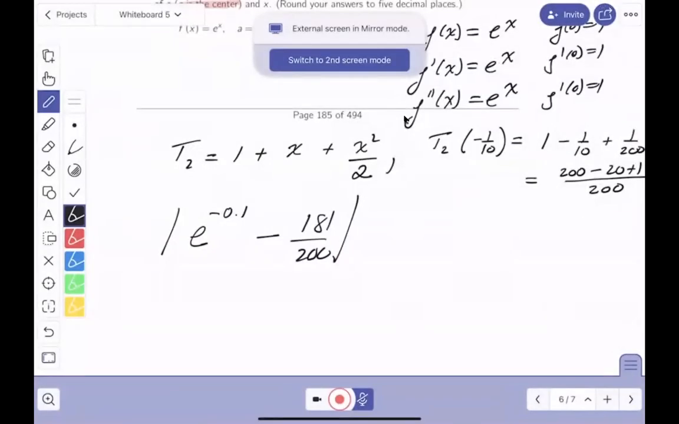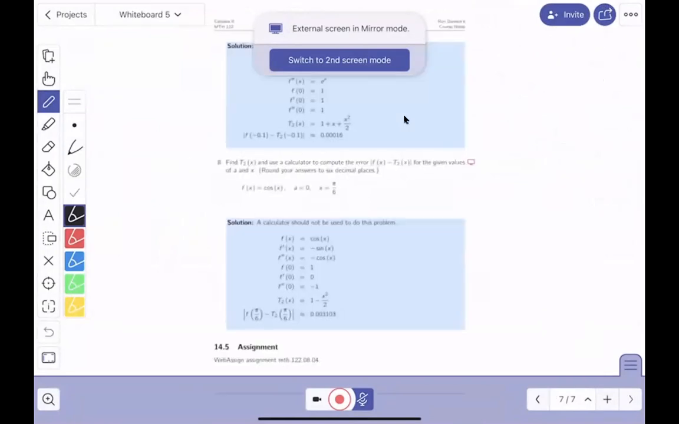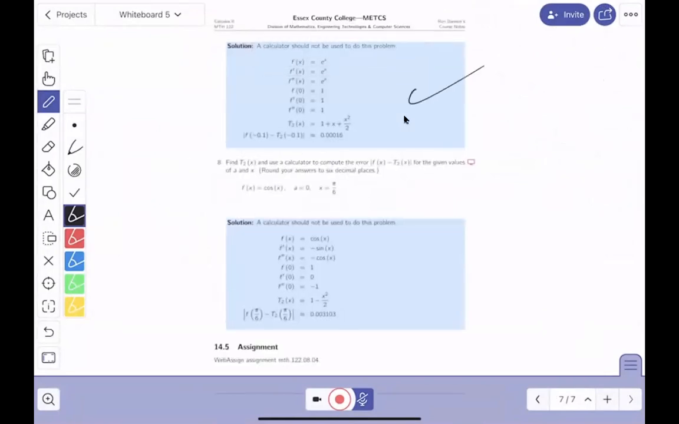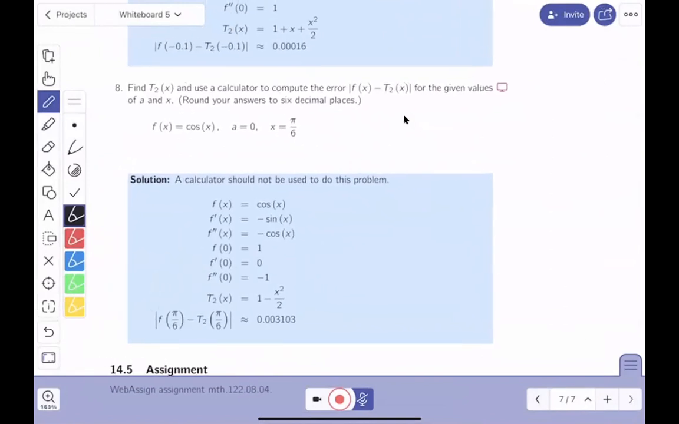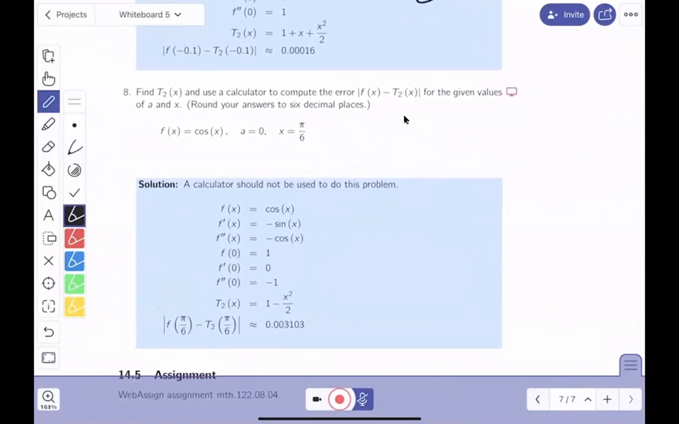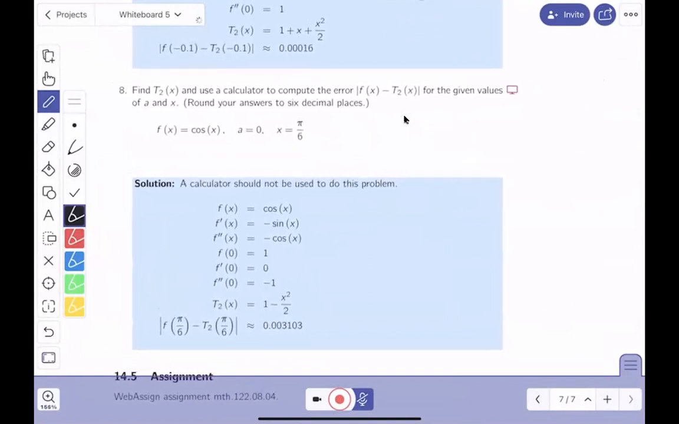All right, and I'm going to go to the next page. And we just finished this off over here. Let's do number 8, the last problem. It says, use a calculator to compute the error. Well, it almost looks like the same question, with the given center 0. I like that. And they want me to compute the error.